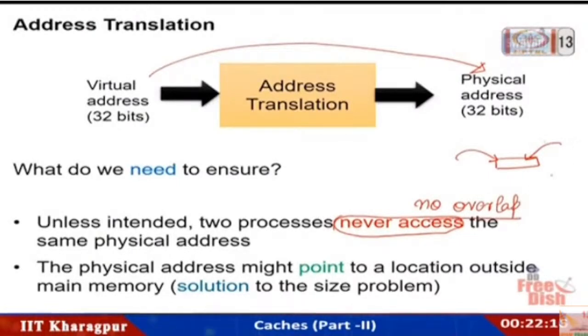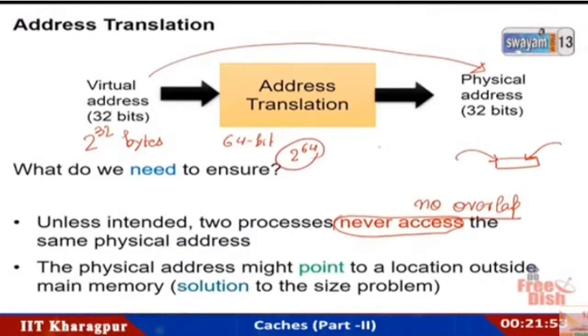Furthermore, we might be limited by the size of the main memory, in the sense the virtual address space is essentially 2 raised to the power 32 bytes in this case. If you are using a 64-bit memory system, the virtual address space is 2 raised to the power 64 bytes. So the virtual address space is huge.